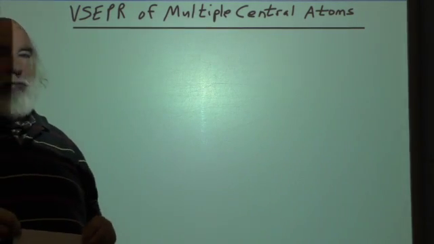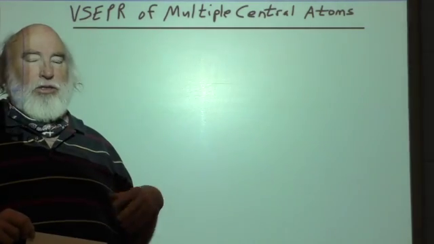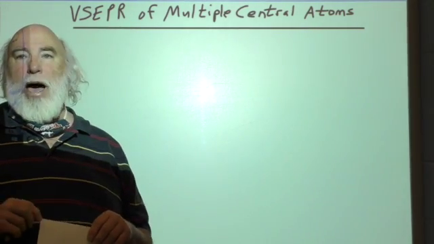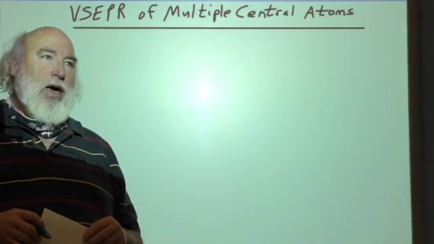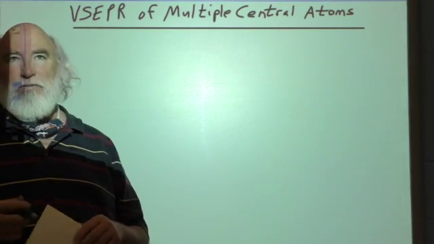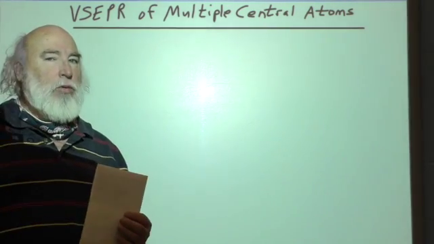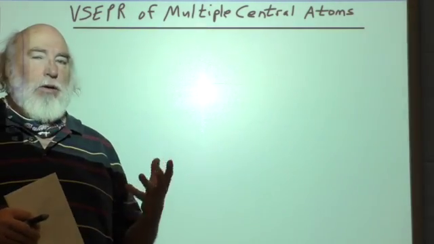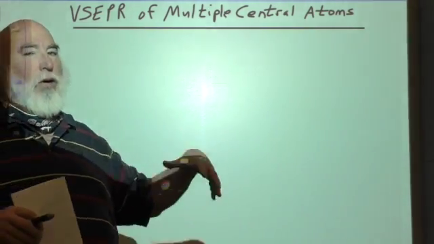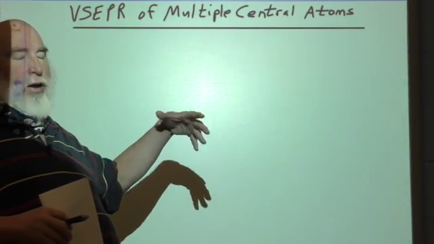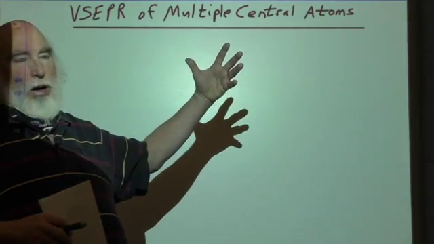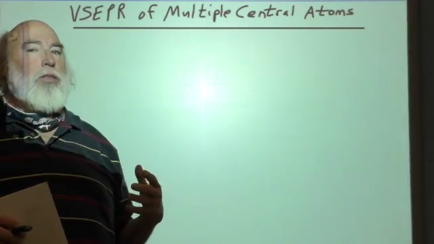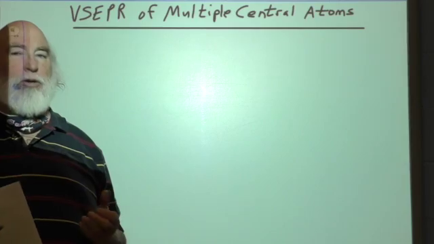Now, a central atom, to refresh your memory, is defined as any atom that is bonded to more than one other element. In the past, it's always been the first letter written, unless it's hydrogen, and then it's the next one. In this case, there's going to be more than one central atom.